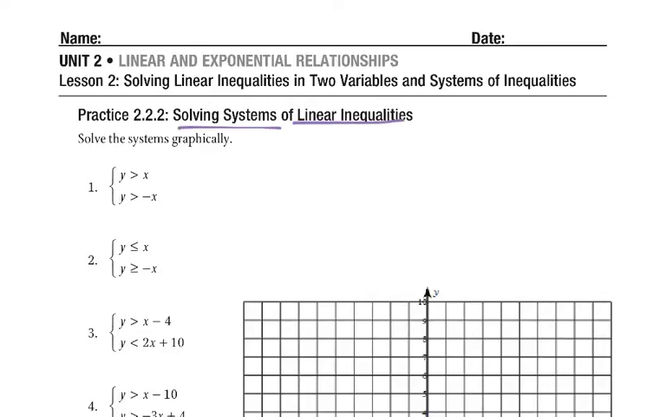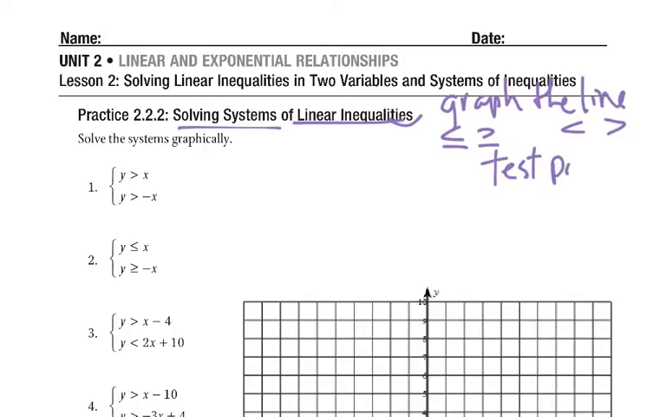To graph a linear inequality, first we graph the line. Then we check to see if it's inclusive, so it's a solid line, less than or equal to or greater than or equal to, or non-inclusive, which would be just less than or greater than, and it would be a dashed line. And then we decide which side to shade using a test point. So test point and shade.